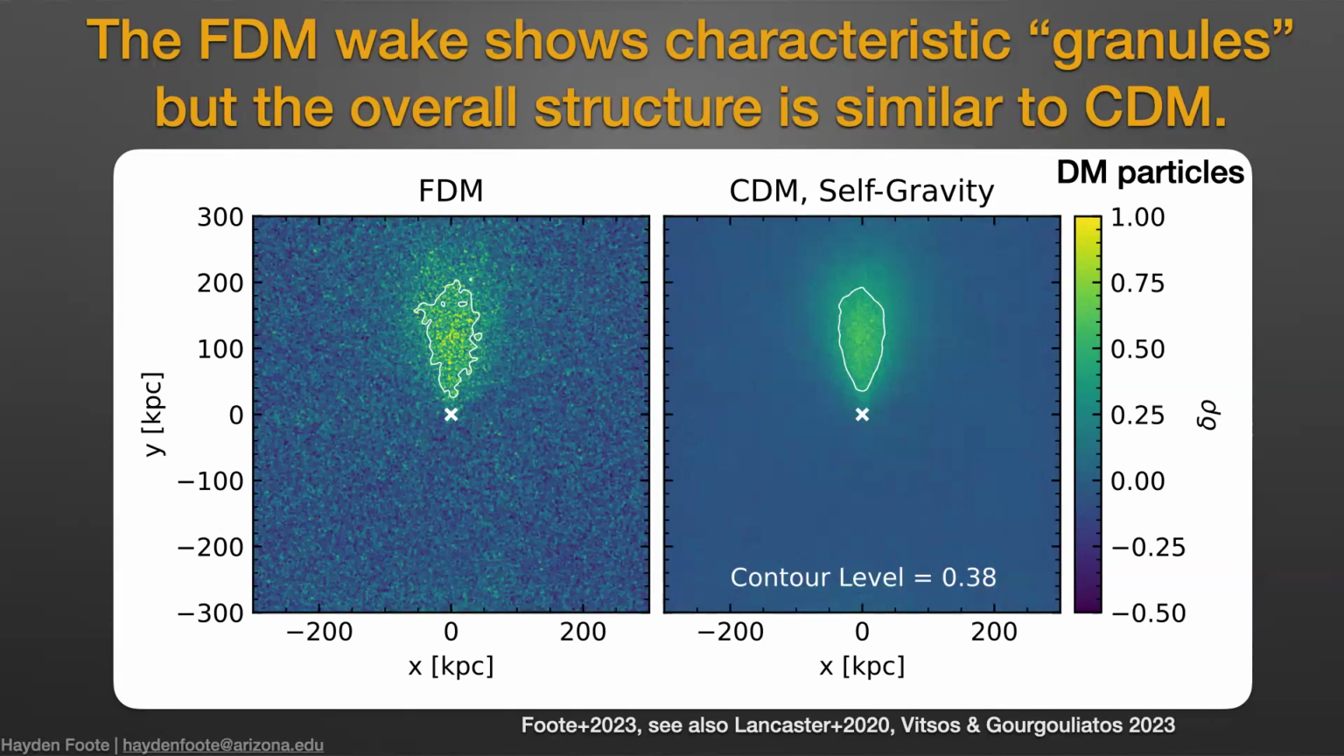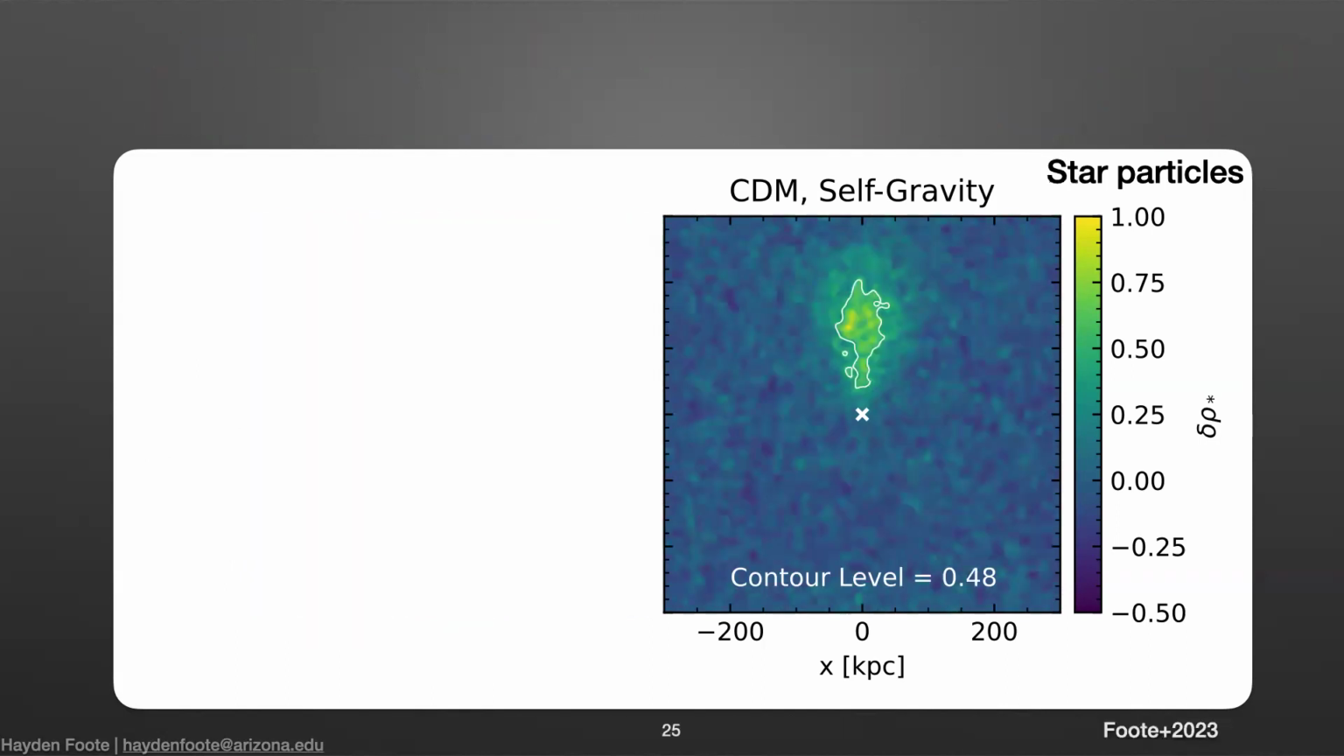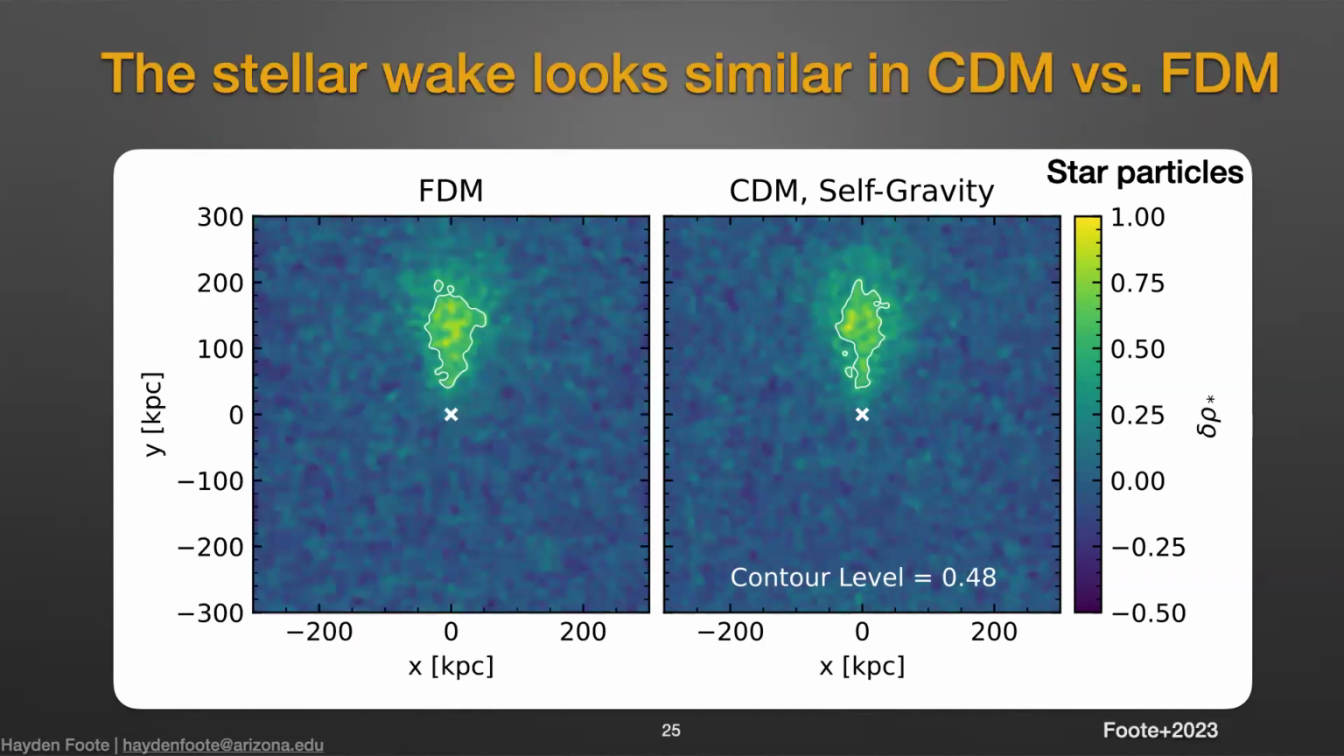So the next question is, can you see it in the stars? Here we have cold dark matter. And here's the stars in fuzzy dark matter. At least in the density of the stars, these do look pretty similar. So at this point, if you're only looking at where the stars are, you know that the dark matter wake is there, but you don't know what it's made of. And so if you want to find out what it's made of, yeah.